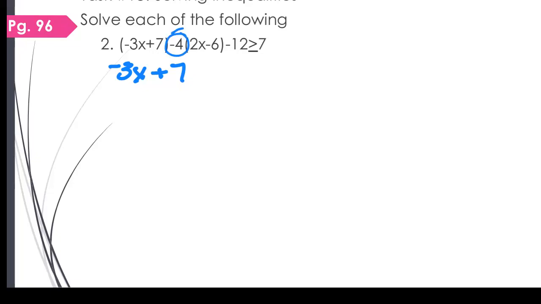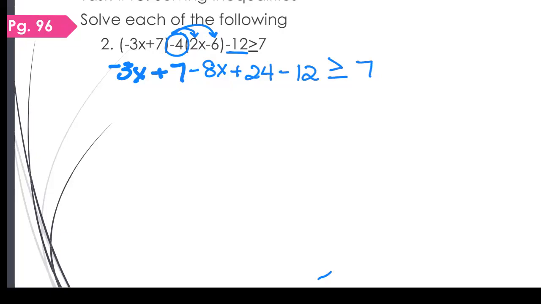take this negative 4. And it should be the negative. You want to make sure you're looking at the sign in front. Negative 4 times 2x is minus 8x. Negative 4 times negative 6 is a positive 24. And then don't forget about this minus 12 that falls behind. And that is all greater than or equal to 7.